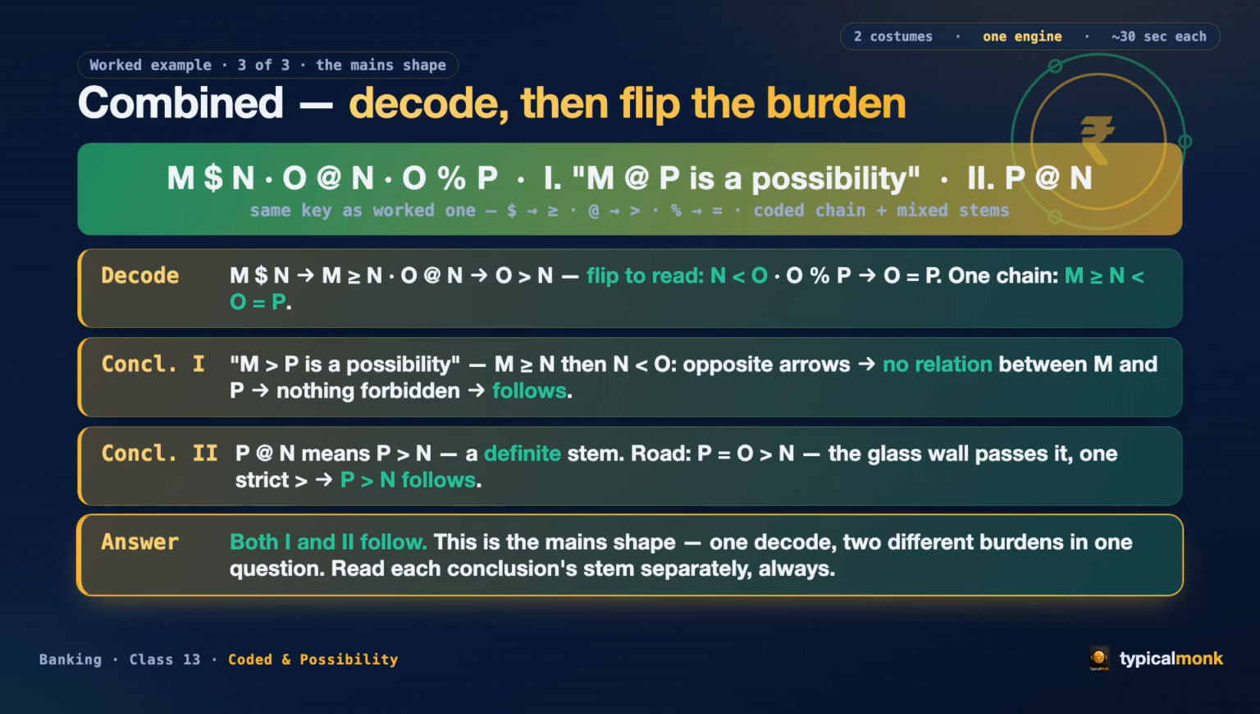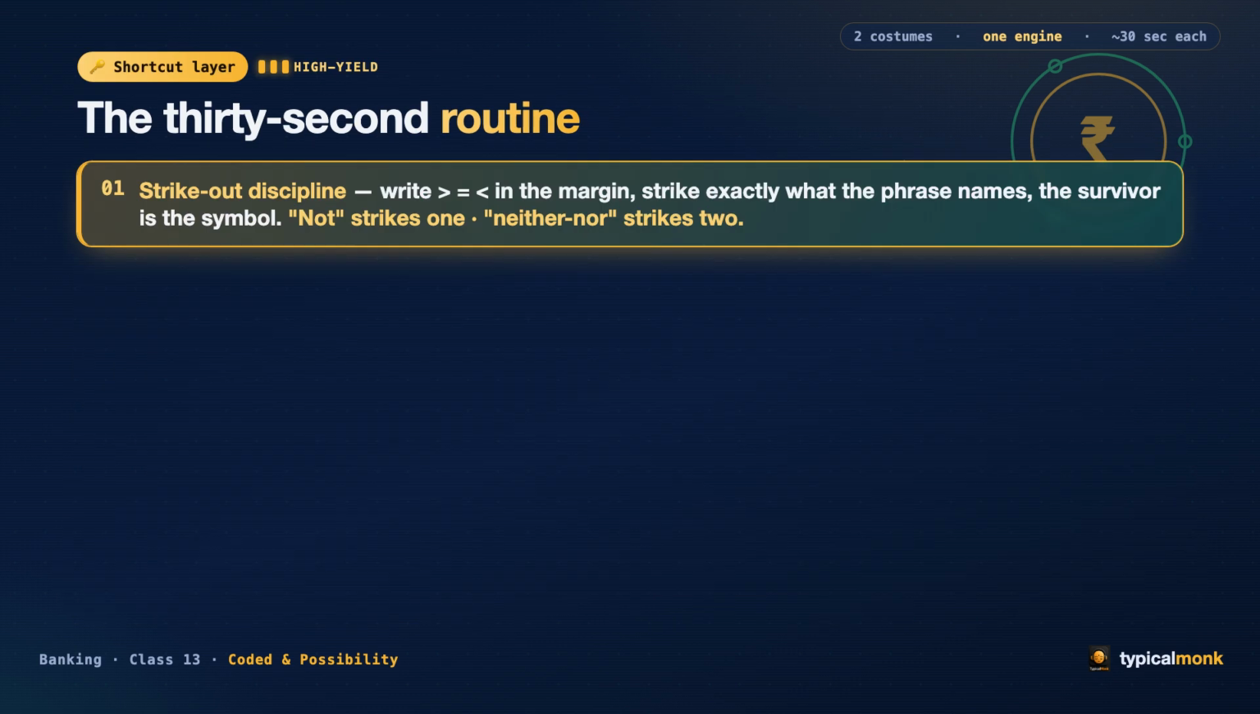This is the main shape. One decode and two different burdens in a single question. Read each conclusion stem separately, always. Now the shortcut layer, the 30-second routine. First, strike out discipline. Write greater than, equal, less than in the margin. Strike exactly what the phrase names. The survivor is the symbol. Not strikes one, neither nor strikes two.